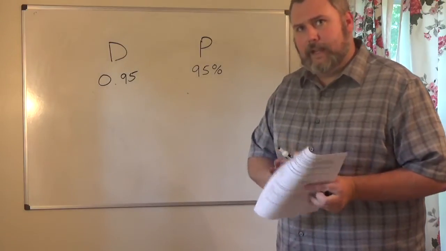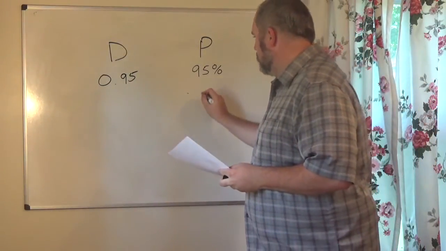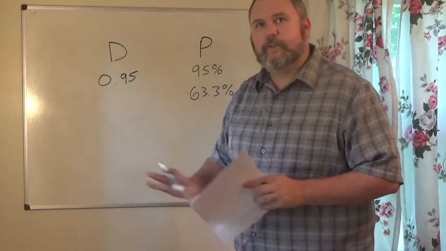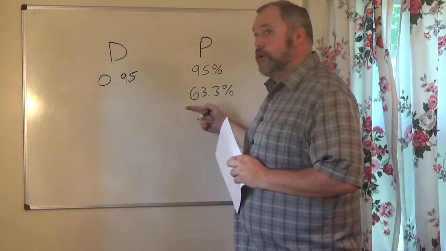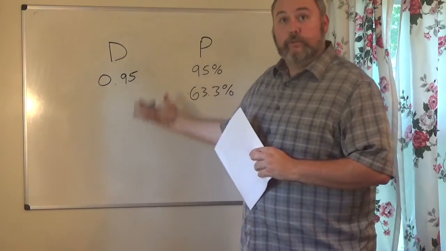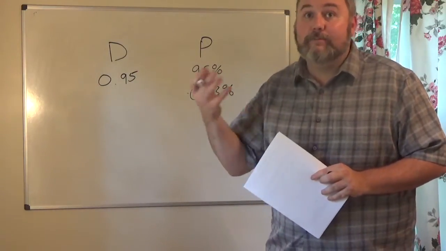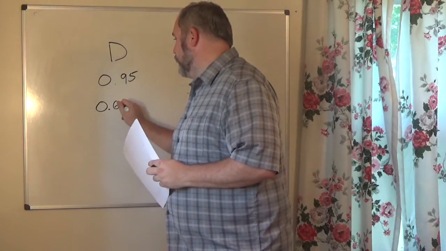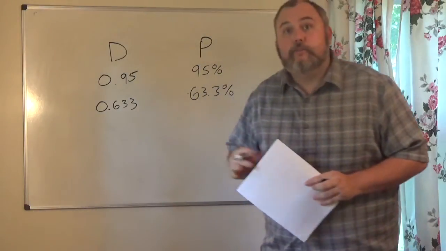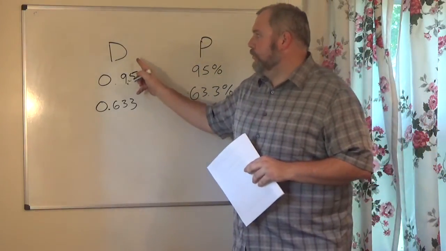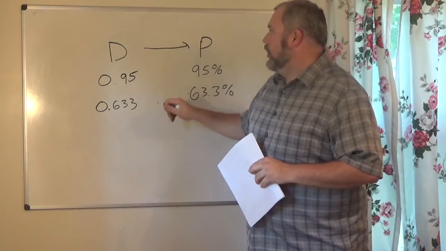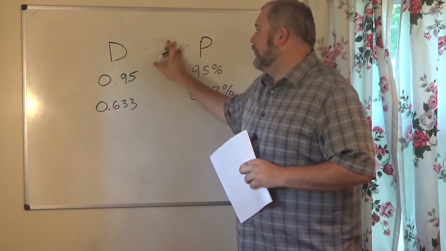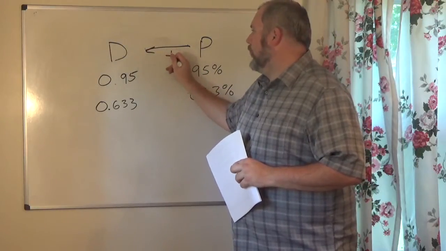Alright, the next one that I gave you happens to be 63.3%. And since it's on this side of my chart, in order to go back over here, instead of multiplying by 100, I'm going to divide by 100. And when I do, I get 0.633. That's really all it is. So if you're going from decimal to a percent, you're going to multiply. If you're going the opposite way, you're going to divide.